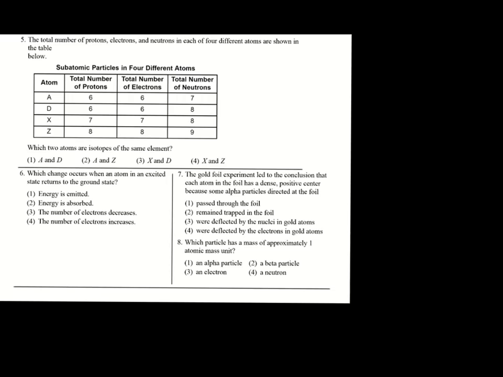Alright, number 5. Here we have a table of the 3 subatomic particles, protons, electrons, and neutrons, shown for 4 different atoms, A, D, X, and Z. Which 2 atoms are isotopes of the same element? Focusing on the word isotopes, we mean same element. So when they're the same element, it has to be the same number of protons. But isotopes mean different mass numbers.